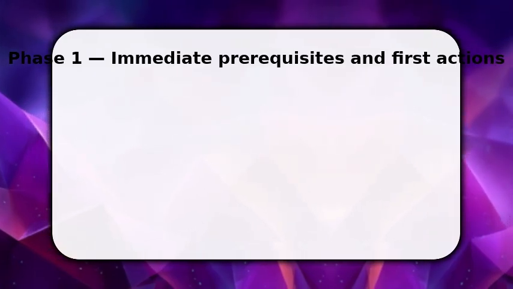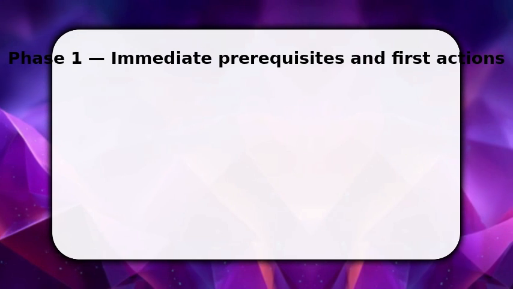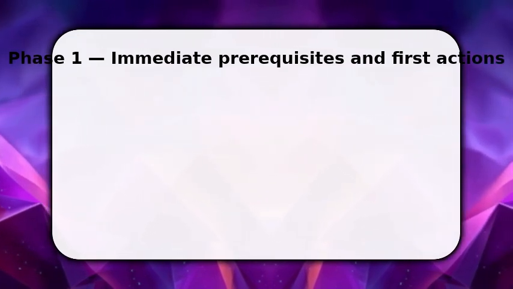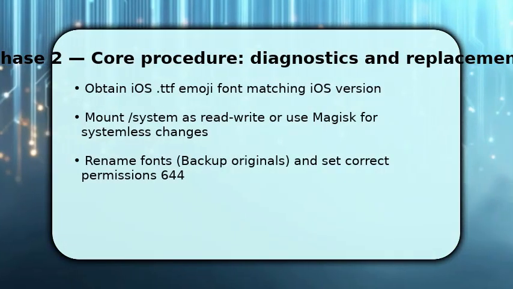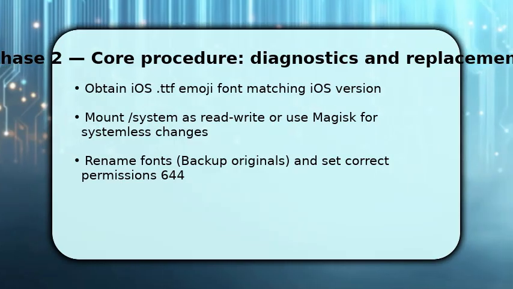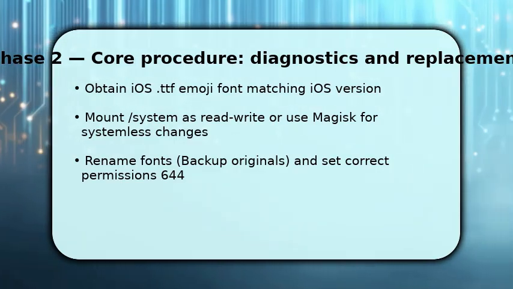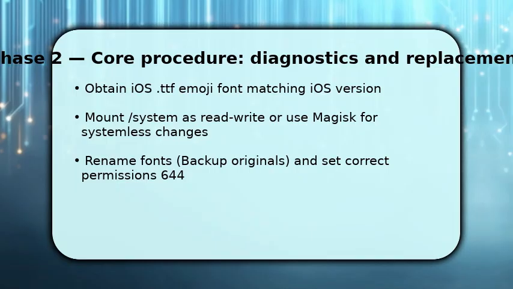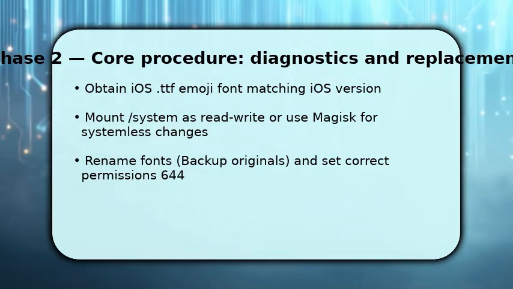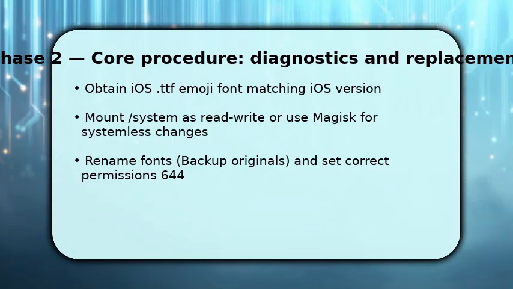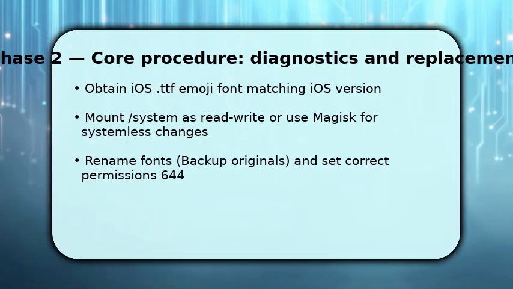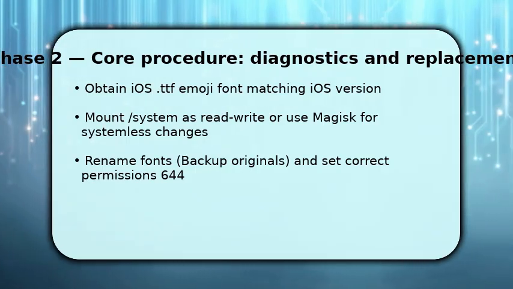You'll need the iOS emoji font file and a way to push it to /system or use a Magisk module. Now you replace the emoji file itself. Transfer the iOS .TTF to your computer, or download it to the device. Once mounted read-write, copy the font to /system/fonts, making sure to back up the original font and follow exact file names. Android matches by name. If you prefer safer systemless edits, create a Magisk module with the font placed in the same path.